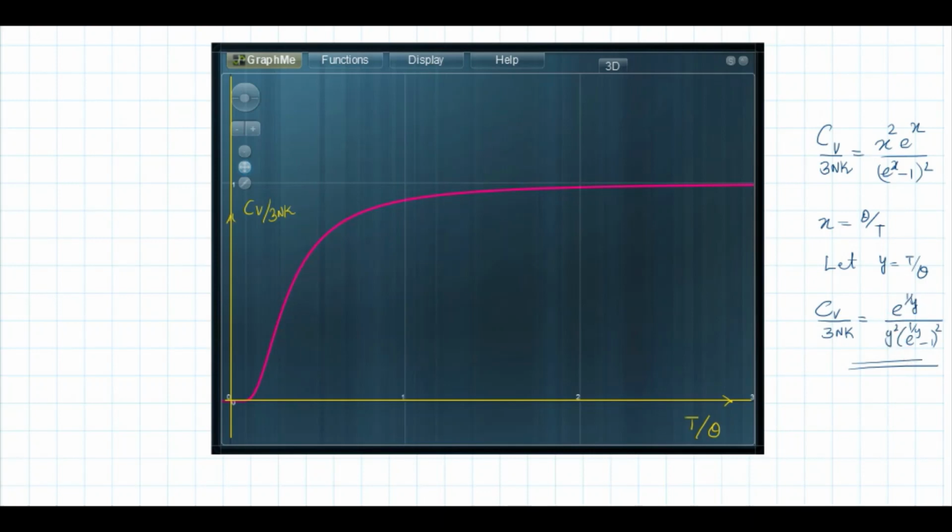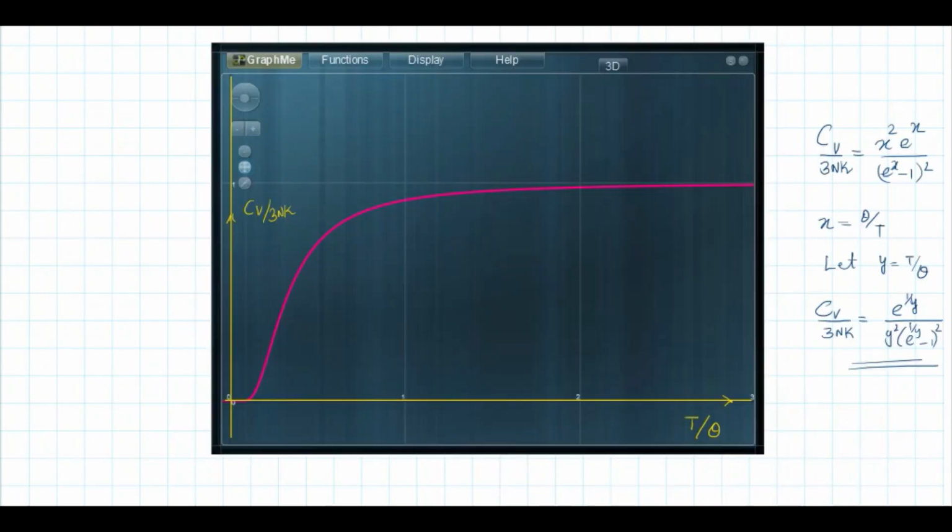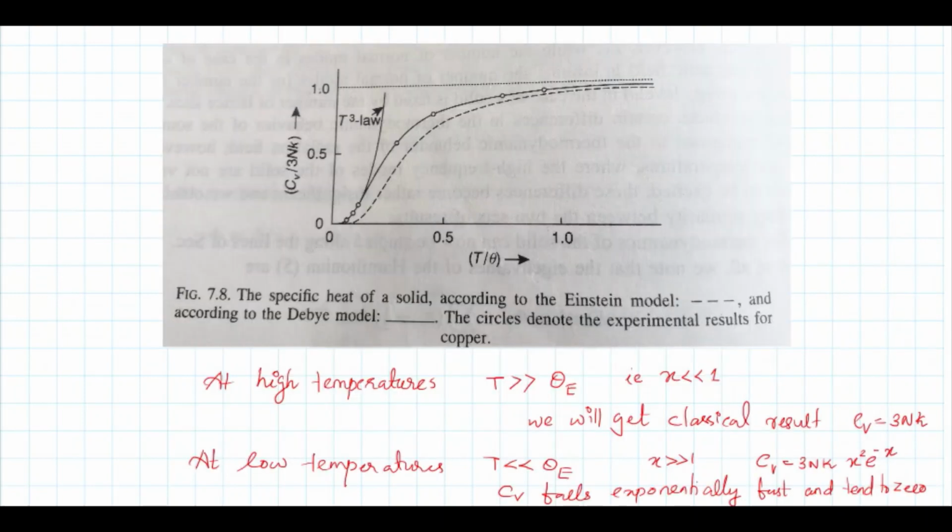Okay, this is the plot of Cv by 3nk versus T by theta. So what are the inferences? This is a plot given in Pathria's textbook, Cv by 3nk versus T by theta. This dotted line is the curve obtained by using Einstein's assumptions, or using this equation. This pink curve is exactly this dotted one.